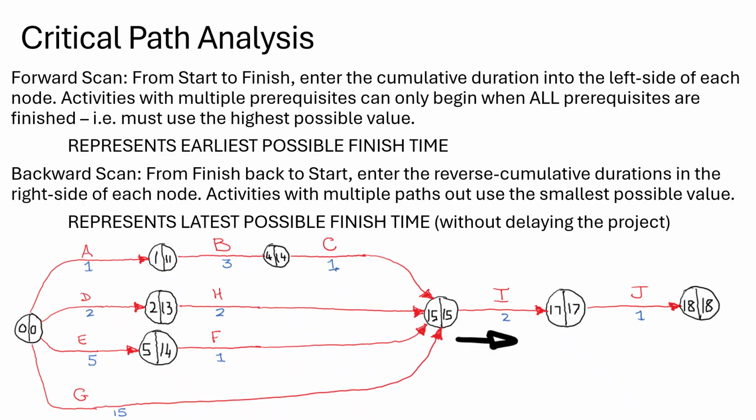Alrighty, activity D and H now, let's have a look. So activity D, its float time would be 13 subtract 2, which is 11, and then subtract 0. So that's still 11. So activity D could be delayed for up to 11 days without delaying the overall project.